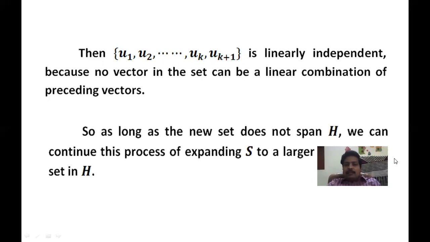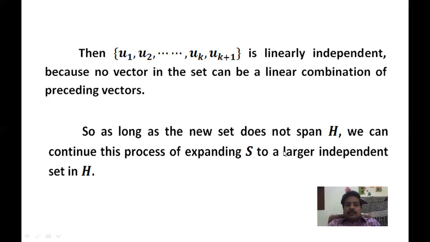So we can add new elements like this as long as the new set does not span H. If this spans H, our search will end here. Our search of a basis will end here.